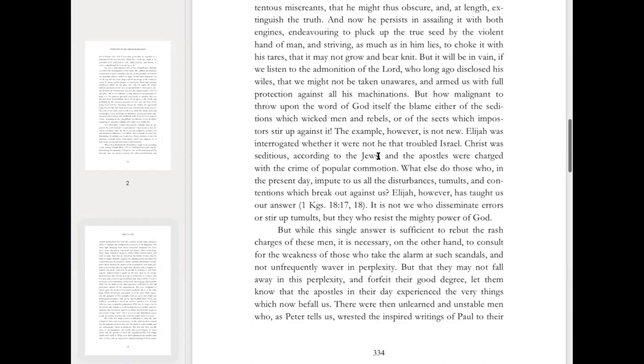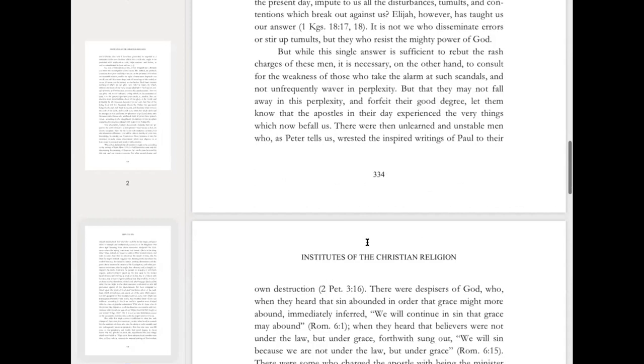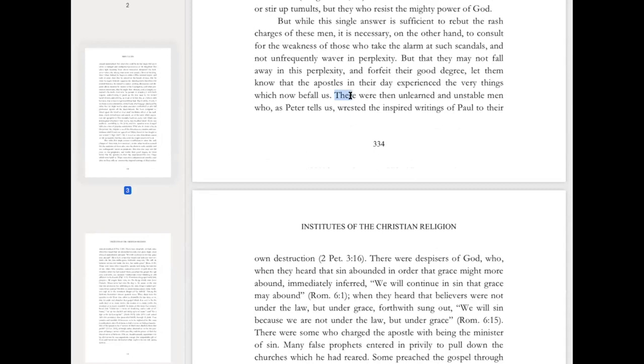And he says that this is ridiculous. There have been, sure, violent outbreaks, but that is not our doing. That is not in obedience to Protestant teaching. He said, even in the days of the apostles, there were unlearned and unstable men who, as Peter tells us, wrested the inspired writings of Paul to their own destruction.